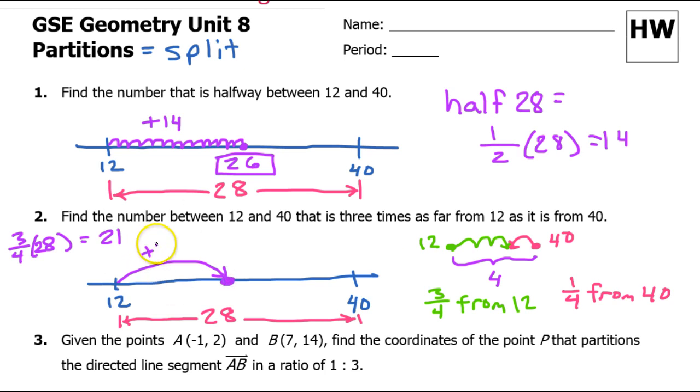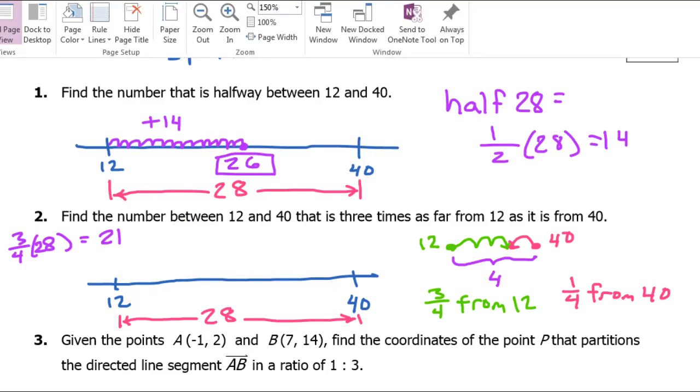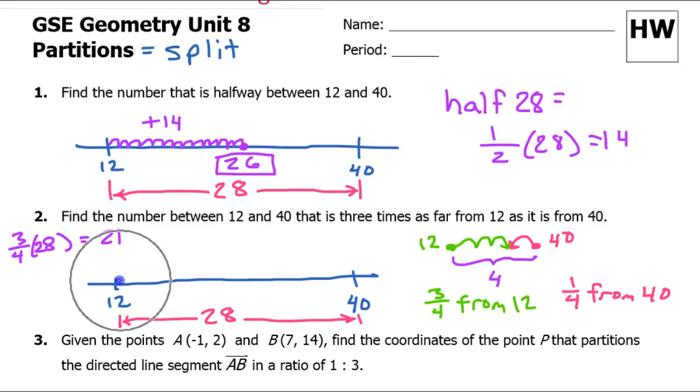But I'm going 21. All right, I'm going 3/4 of the way. You know what, maybe I should have made it look a little bit bigger. Because if it's 3/4 of the way, then it should be closer to 40, right? So here I am, I'm going 3/4 of the way from 12. And turns out that that is 21 steps away.